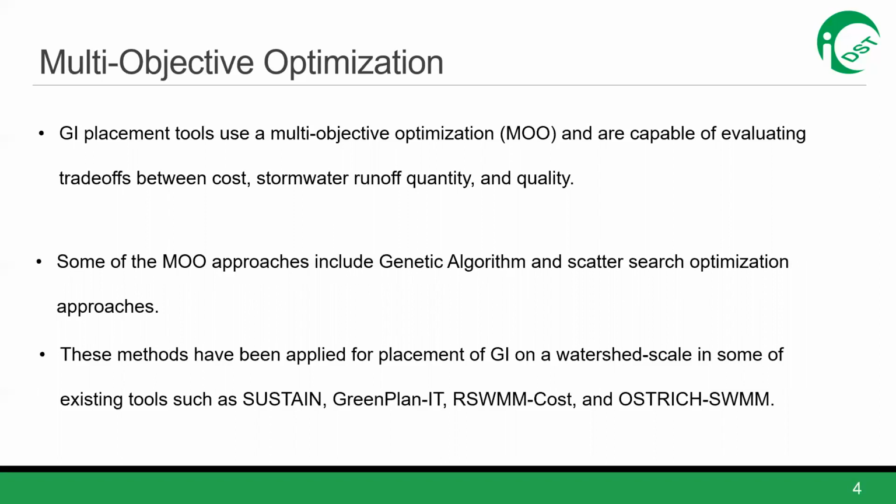Some of these approaches use genetic algorithm and scatter search optimization programs. Examples of these existing tools are Sustain, Greenplan IT, RSWMM Cost, and Ostrich SWMM.